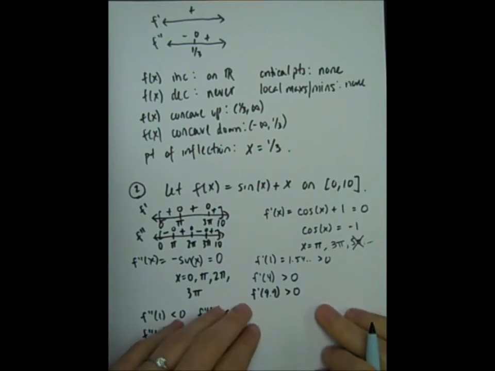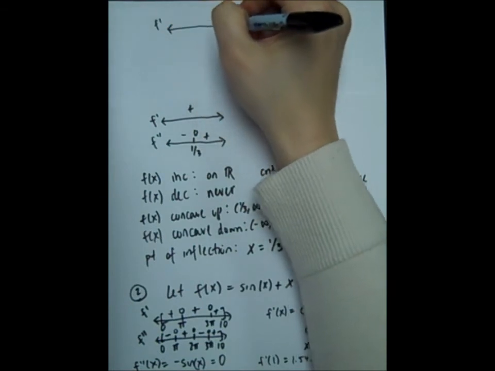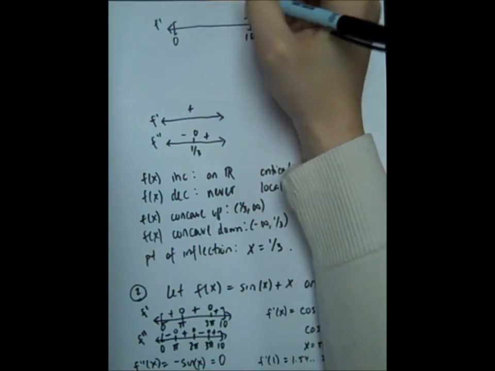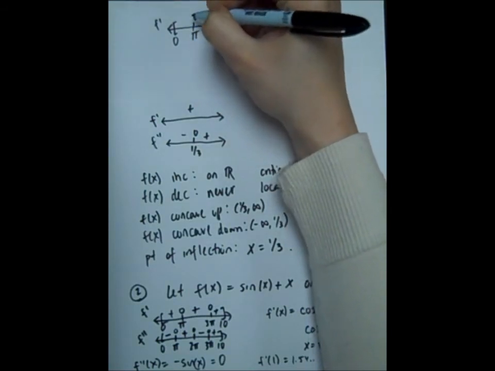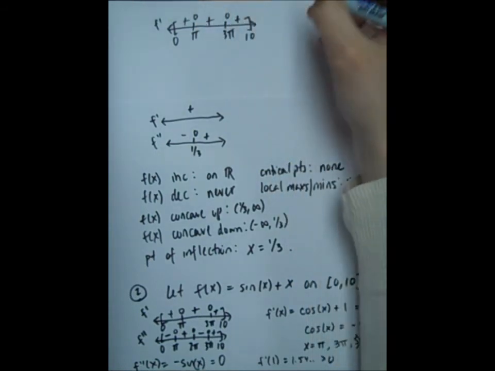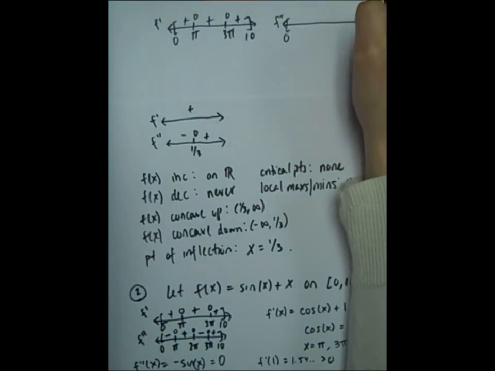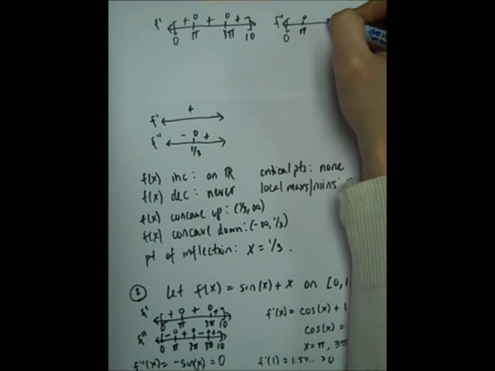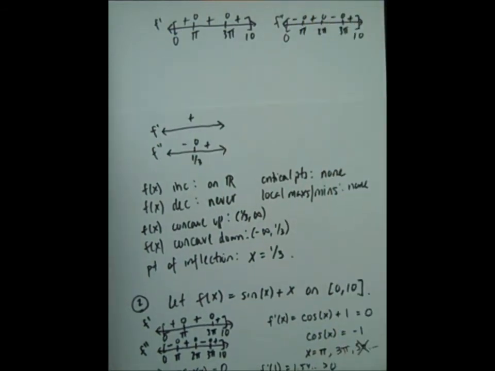So there's my number line. Maybe I'll write it a little bit bigger here so we can answer all the questions. So I had critical points at pi and 3 pi, and then I had positive, positive, positive. And then for my second derivative, I had points at pi, 2 pi, and 3 pi, and it went negative, positive, negative, positive.